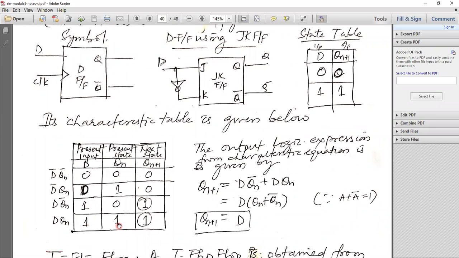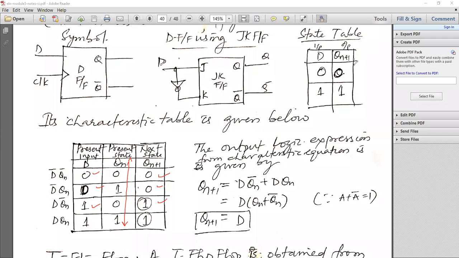But the next state always takes the present state value. So here my present state input is 0, so output is 0. Here my present state input is 0, so my output is 0. Here my present input is 1, so here it is 1, irrespective of the present state. So the next state output depends only on the present input, because from the truth table we learned that D equal to Qn plus 1.